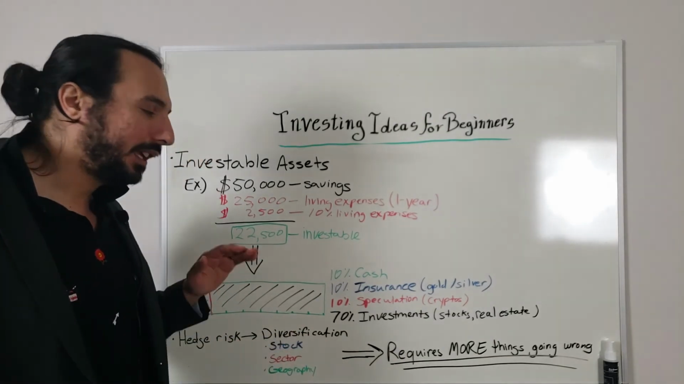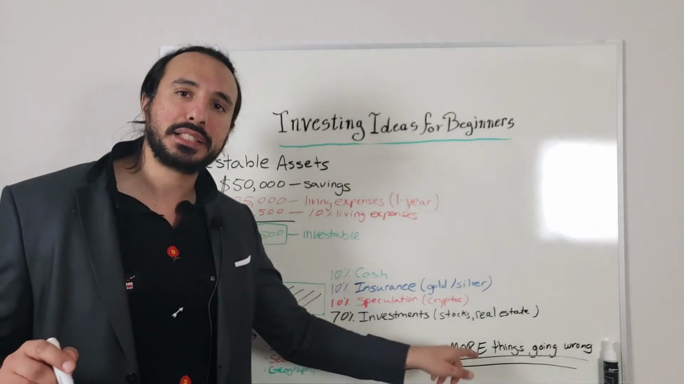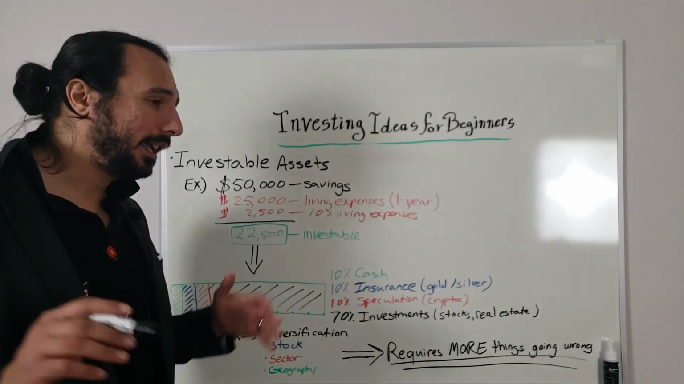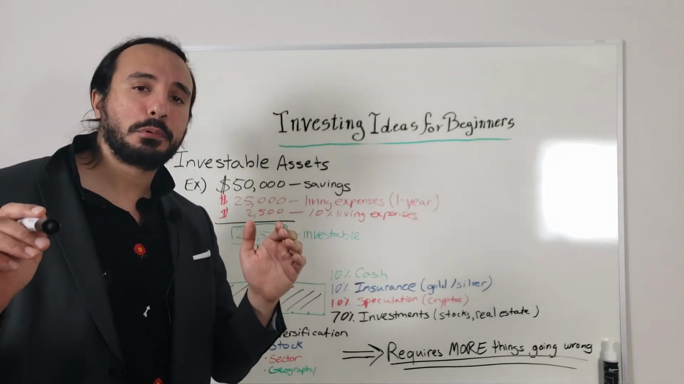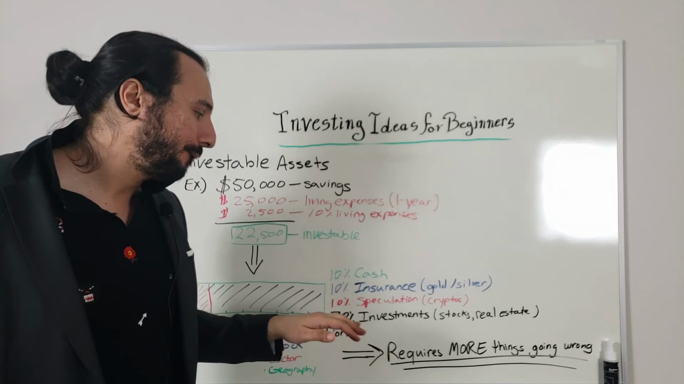So that way, the entire purpose behind diversification is that it requires more things to go wrong for things to go wrong in your portfolio. So it brings it to a point where the entire world has to go down for me to go down.